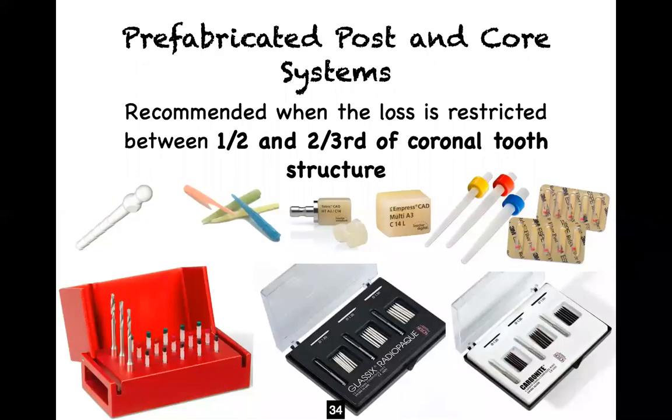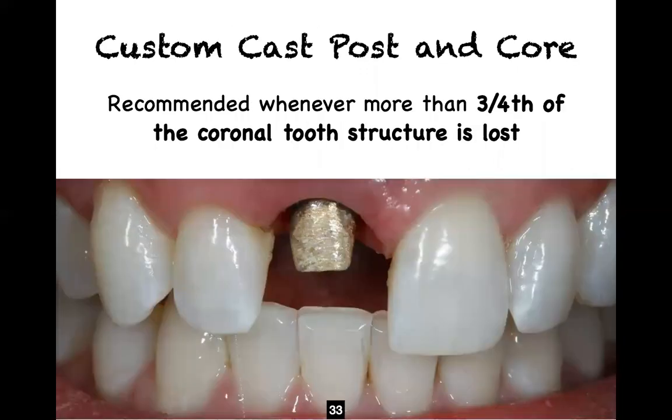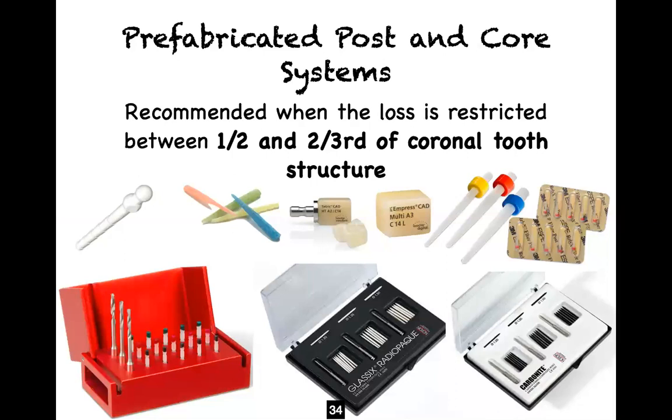Next we have prefabricated post and core systems. I've already introduced this; it is recommended when the loss is restricted between half to two-thirds of the coronal tooth structure. Now you know custom cast is for three-fourths loss, and this one should be for half to two-thirds coronal tooth structure loss, right? These are a variety of preformed prefabricated posts available in the market. As you can see, aesthetics are also a concern. They can be made of composite, ceramic, or glass ionomers. A lot of materials are available in the market.